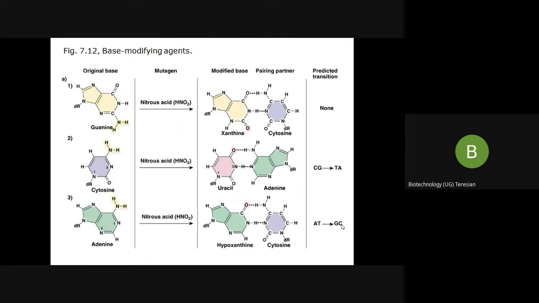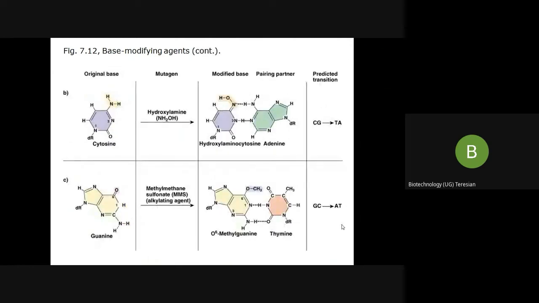We shall see some more examples. What has happened is our original base has been shifted to another base. So the actual pairing is not happening, and instead of AT pairing we have ended up with GC pairing, or CG pairing instead of AT pairing. We shall see some more examples wherein the chemicals are acting as a modifying agent.